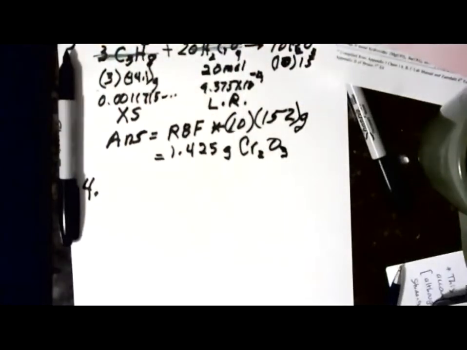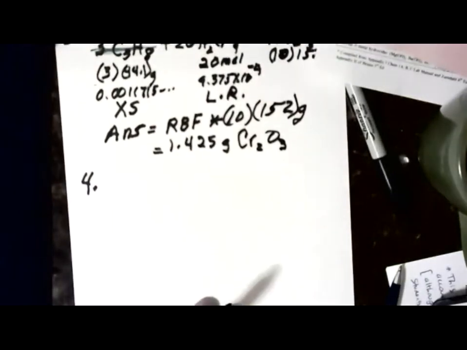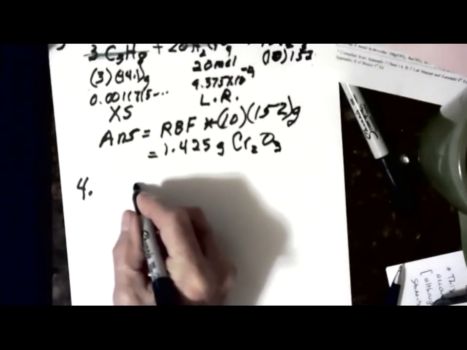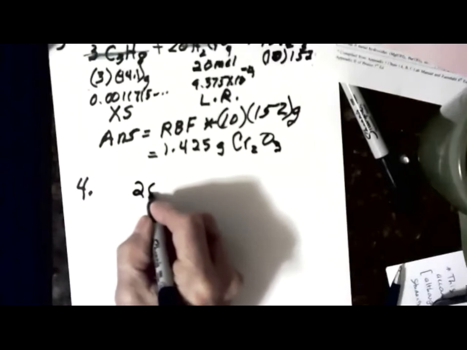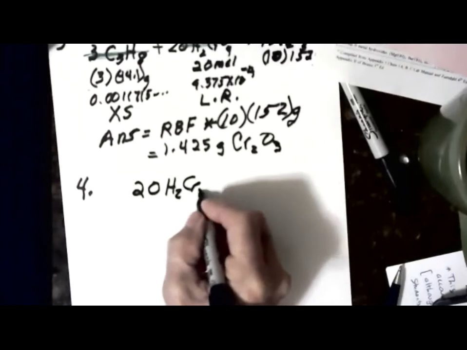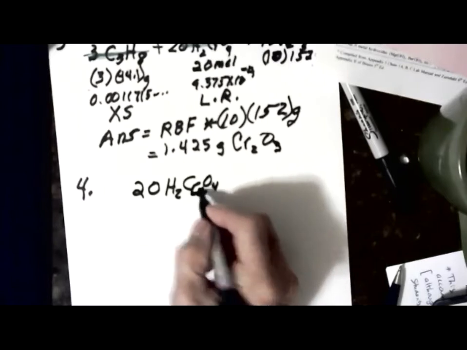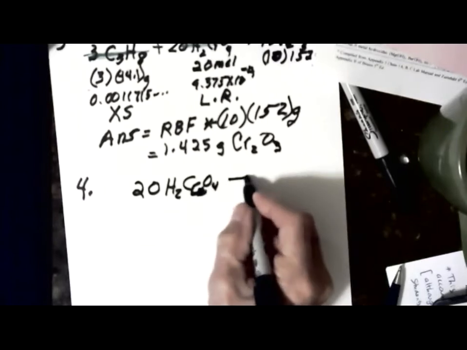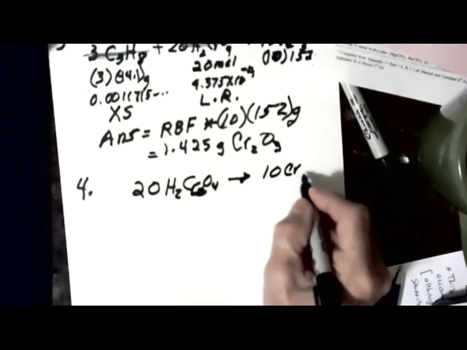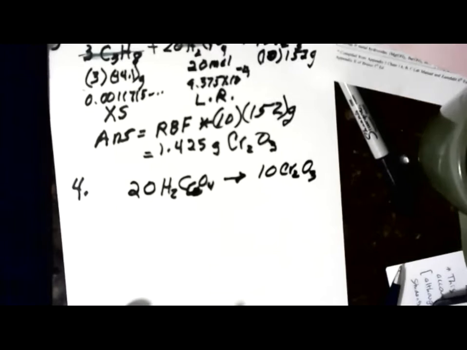Okay, let's go over here so you can see my work pad again, and we'll set this one up. Now, this one said what volume of the chromic acid. So the only two things involved in this problem are the 20 H2CrO4. No 2 there, I'm sorry. Okay, and we're going to make 10 Cr2O3.